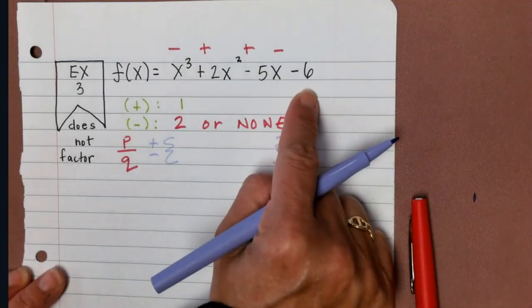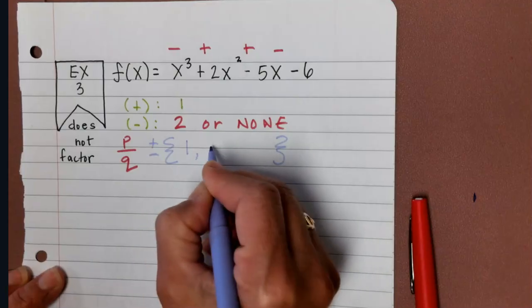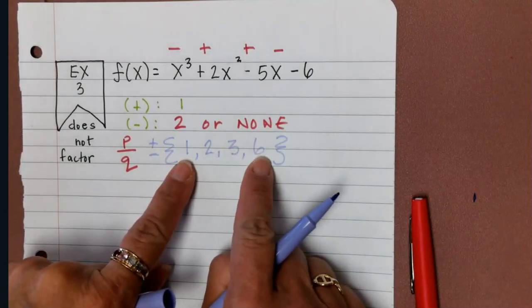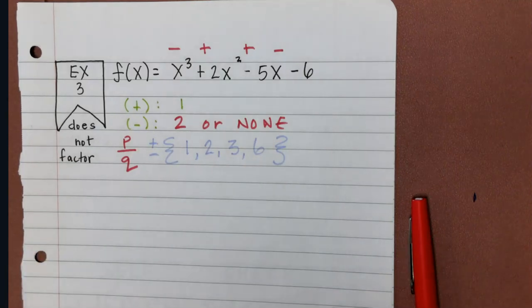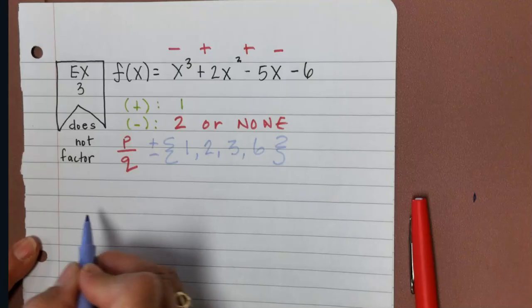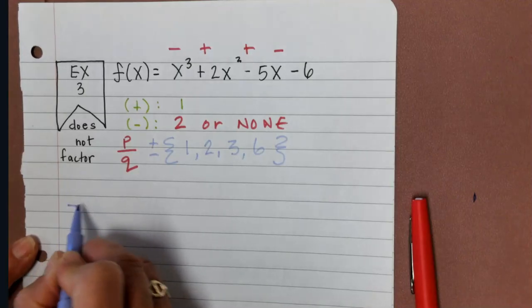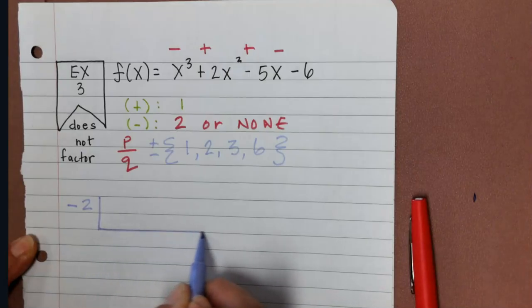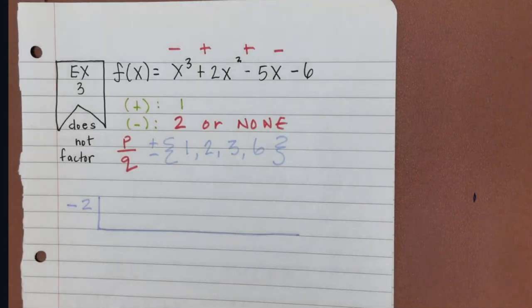Anything divided by 1 is just a whole number. So I just need the factors of 6. So it's 1, 2, 3, and 6. 1 times 6 is 6. 2 times 3 is 6. There's my answer bank. I'm going to start trying with a negative number. So I am going to try with -2. And I'm going to try with synthetic division.